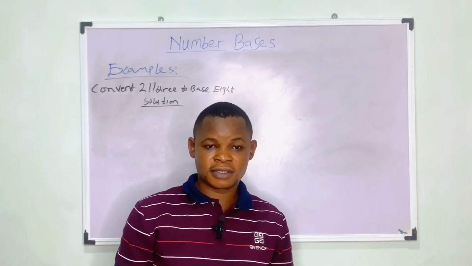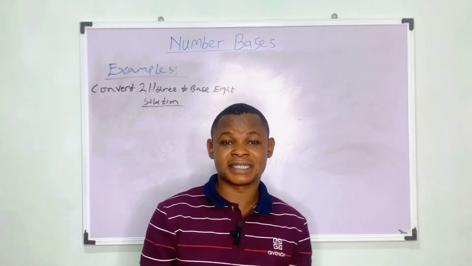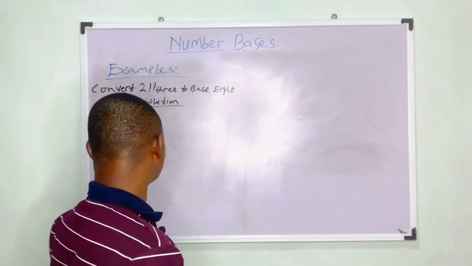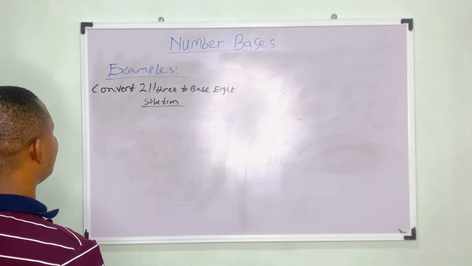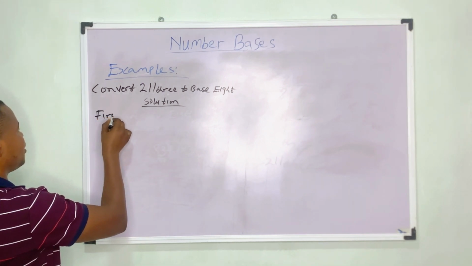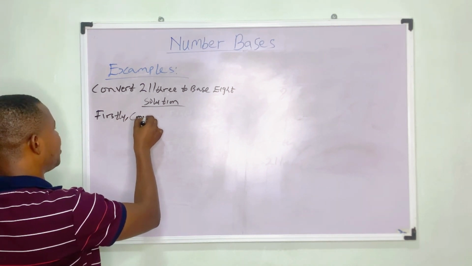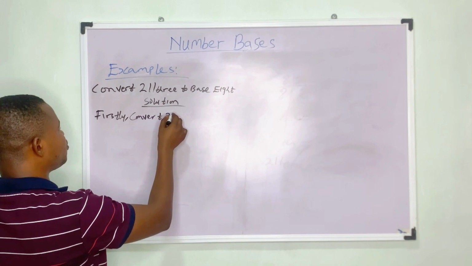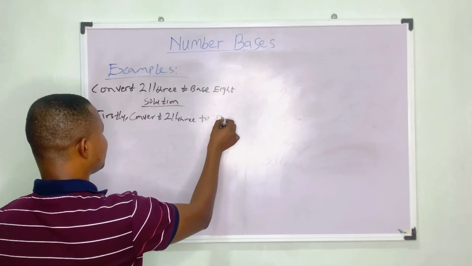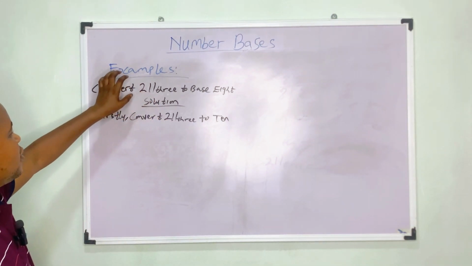As for me, I always love to be descriptive in my solution so that anyone that wants to assess my work will find it very clear to assess. So the first thing I will do is, firstly, I'll let you know what I want to do. Convert 211 in base 3 to 10. That is how to approach this kind of question.